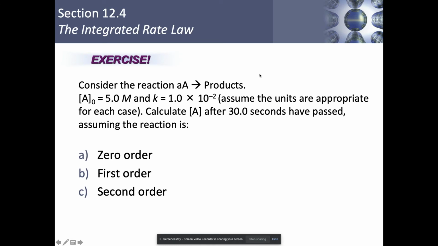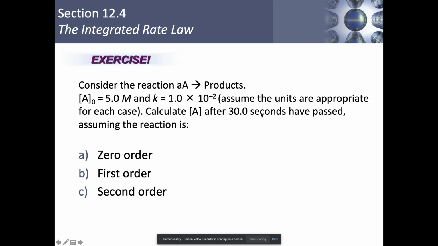Now, let's actually do this. Let's say I have the reaction, A goes to products, whatever that might be. I have the initial concentration, 5. I know that k is 1 times 10 to the negative 2. Calculate A after 30 seconds have passed.